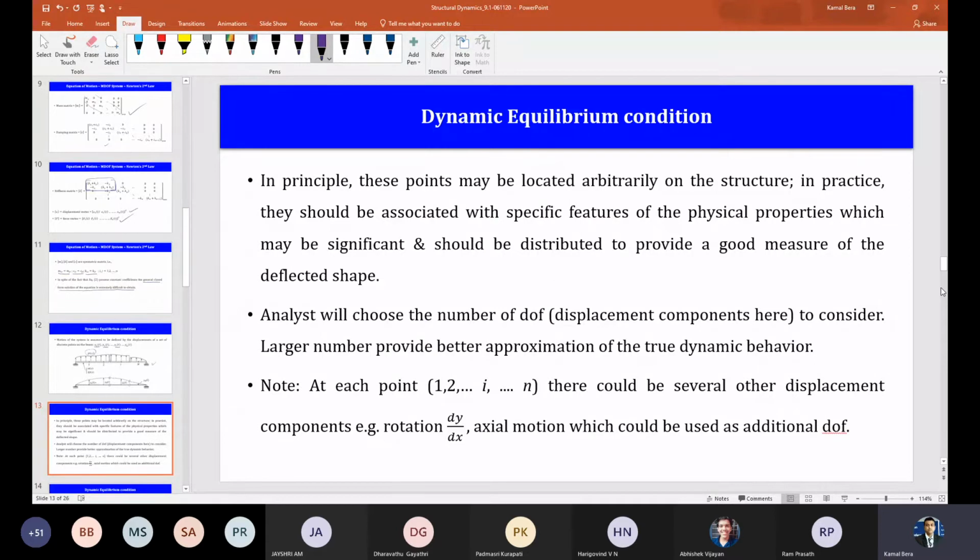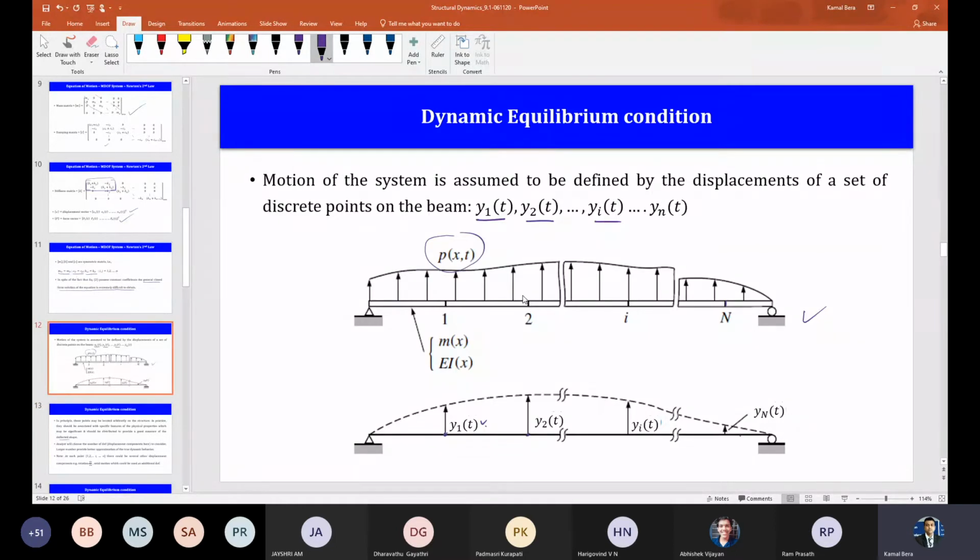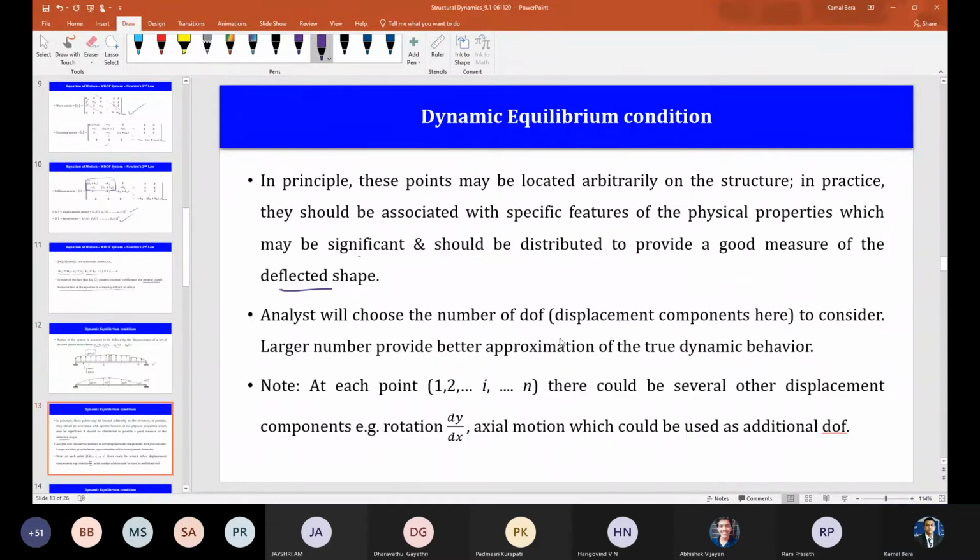In practice, they should be associated with specific features of the physical properties, which may be significant, and should be distributed to provide a good measure of the deflected shape. So what I am trying to say is that you should choose these points 1, 2, 3, 4, n so that they resemble the real behavior of the system as closely as possible. Like under the distributed load, the beam is going to deflect like this, so I'll choose the points in such a manner that they can represent the behavior approximately.